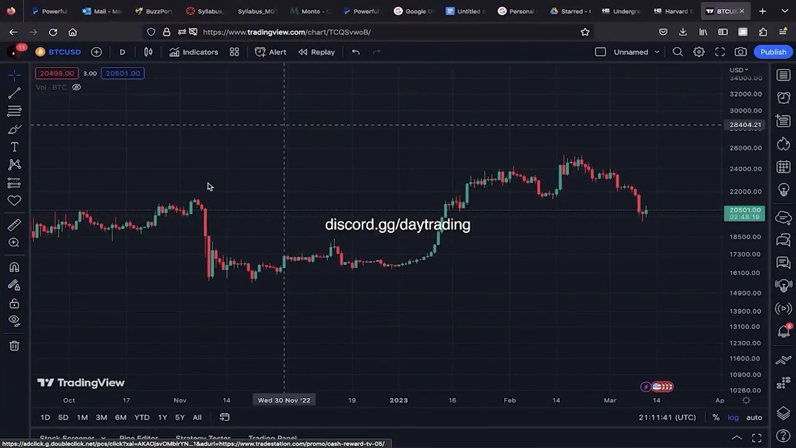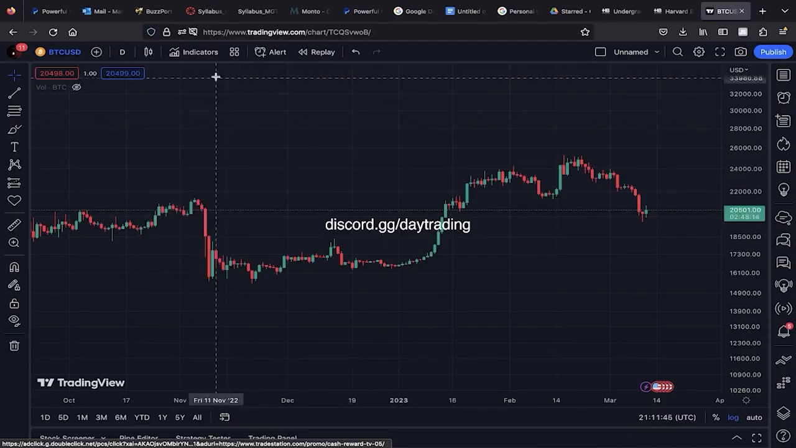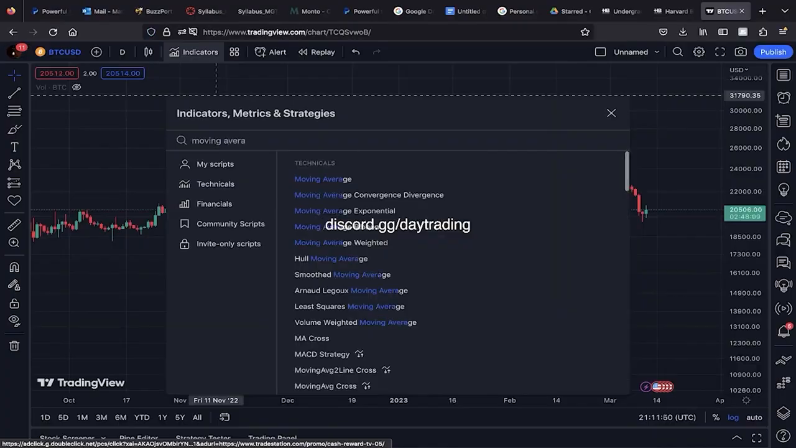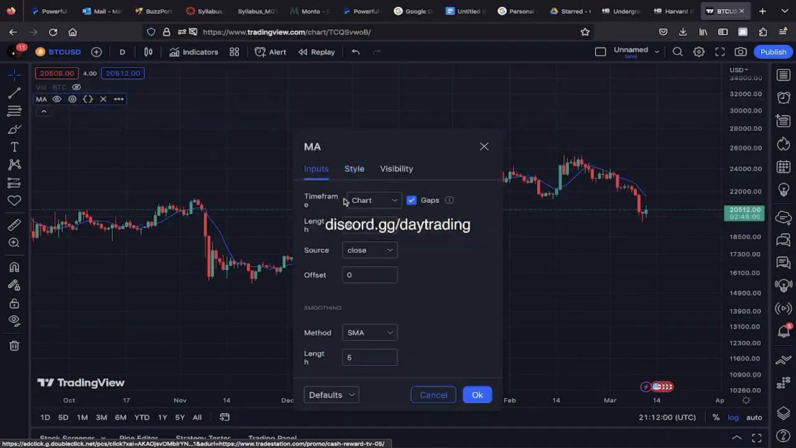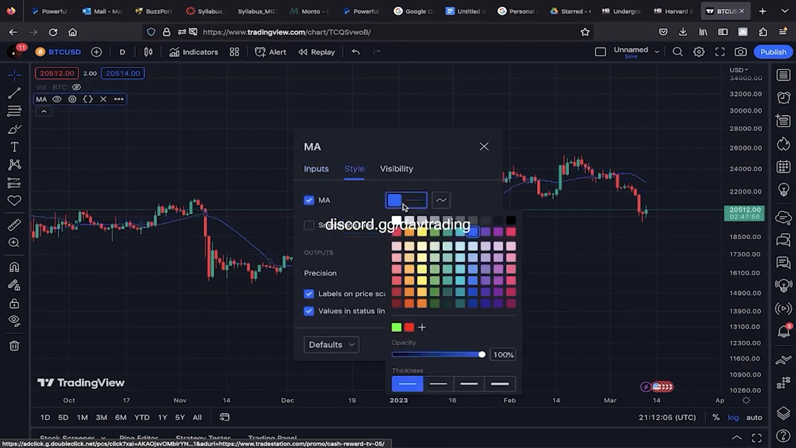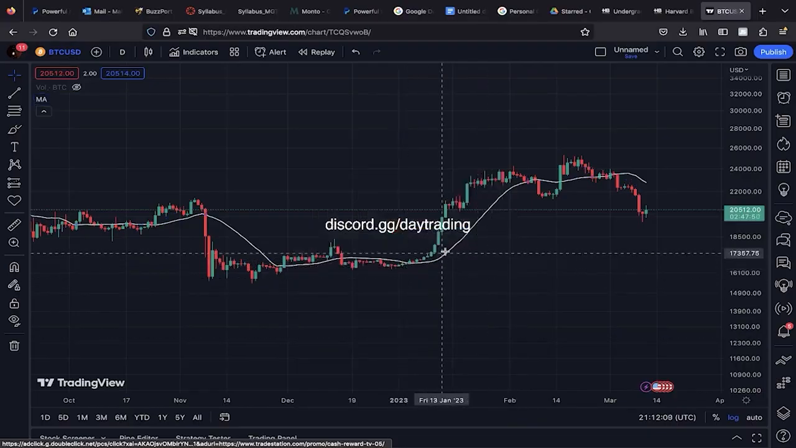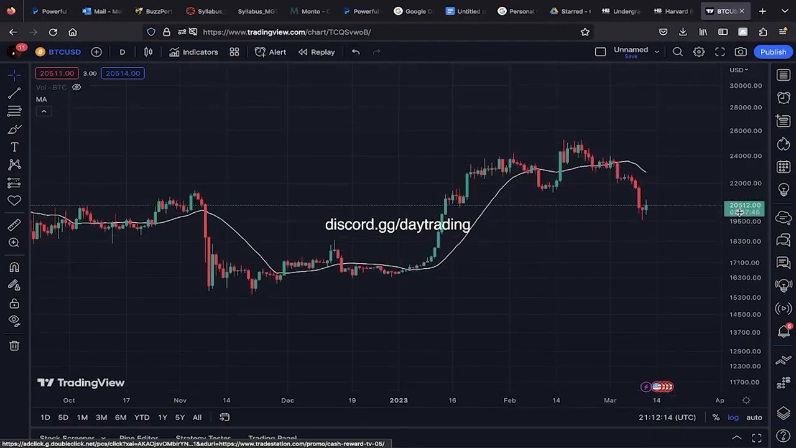All right. So once you have this blank chart, you've selected candles right here on TradingView, you're going to go to indicators and type in moving average, and you can just select the simplest one. It's going to pop up here and say MA. Just go to the settings tab, go to inputs, and change the length to 20. And I'm going to make mine white. Okay. And there you go. The 20-day moving average is now on my charts, which is perfect.